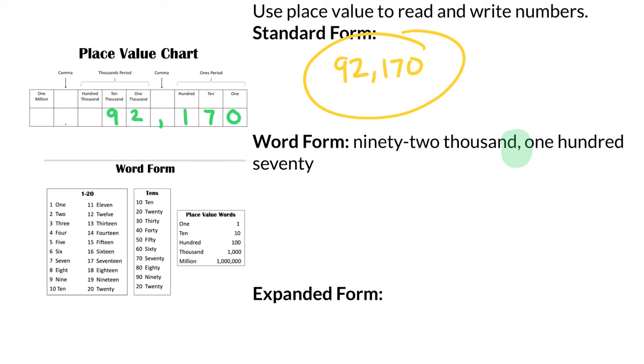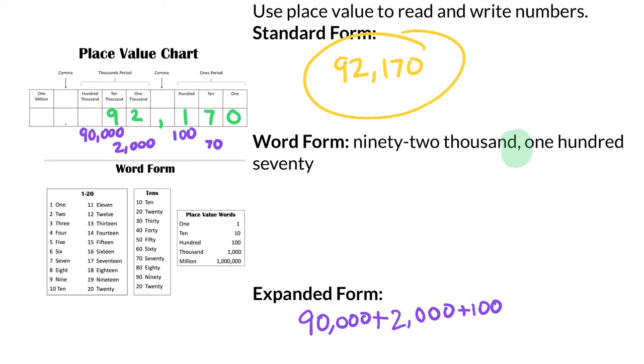And let's do the expanded form. So we have 9 10,000s, or 90,000. We have 2 1,000s, or 2,000. We have 100, and 7 tens, or 70, and no ones. So let's write the expanded form. So we have 90,000 plus 2,000 plus 100 plus 70.